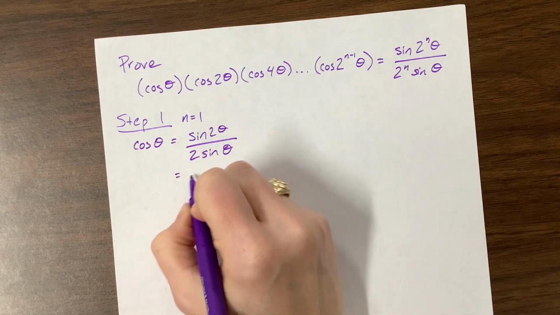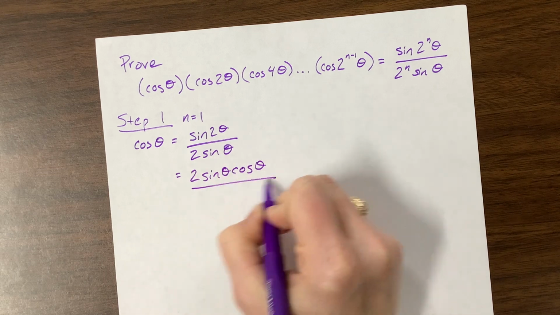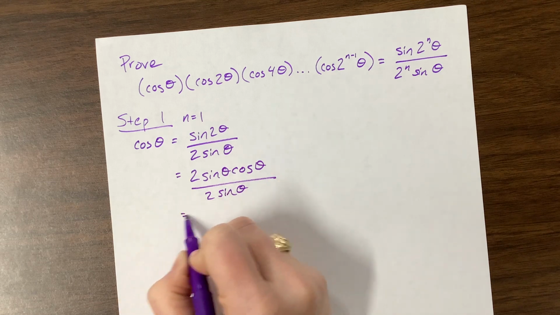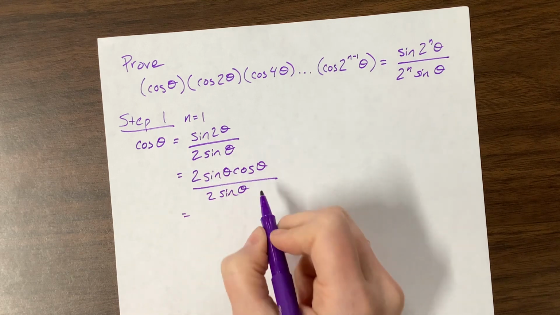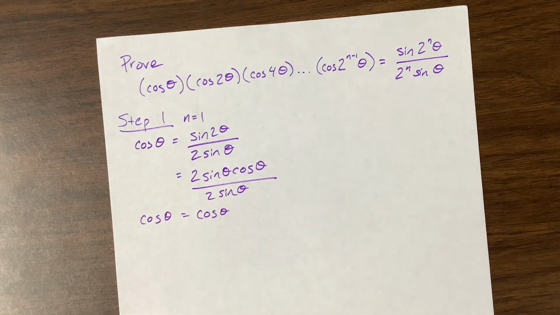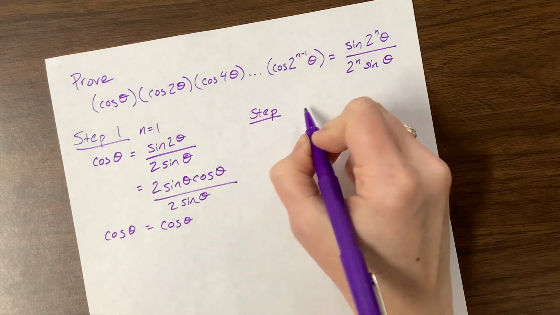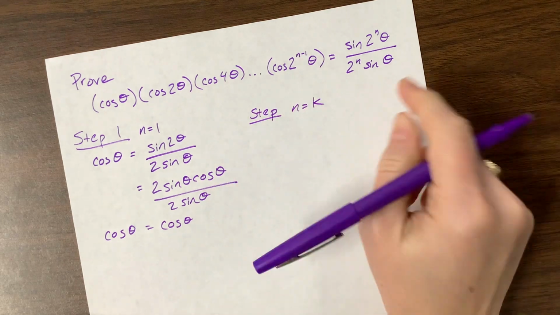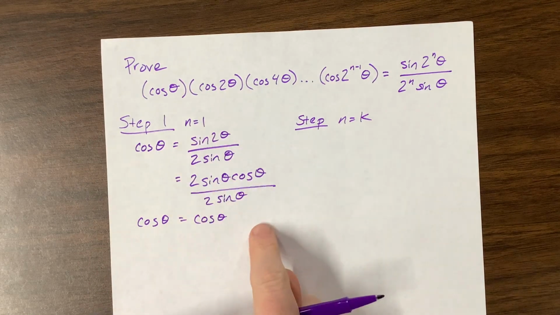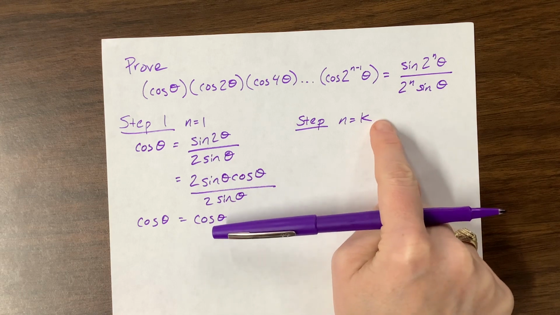Okay, so sine of 2 theta we know to be 2 sine theta cosine theta. And this is being divided by 2 sine of theta. And sure enough, the 2's cancel, the sines cancel, and then we are left with cosine theta is equal to cosine theta. Okay, step 2 then says, well, we assume that n equals k. So if we use our ladder analogy, we proved that we can step on the ladder. We got to the first step. Now we're assuming that we're on some random step.